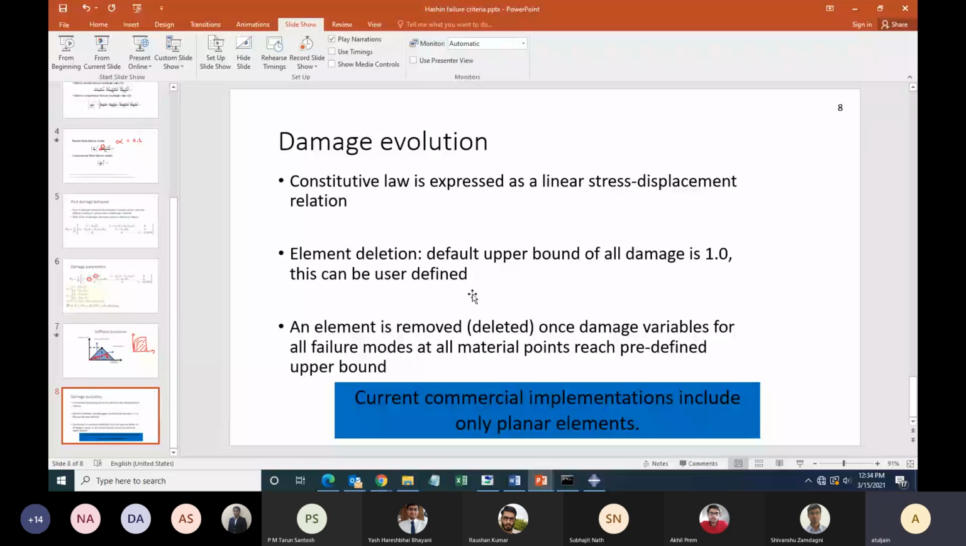This has been implemented both in ANSYS and Abaqus. The same implementation, everything is exactly the same. Other than alpha, the shear stress contribution coefficient, I think Abaqus allows, ANSYS does not allow, to the best of my knowledge.